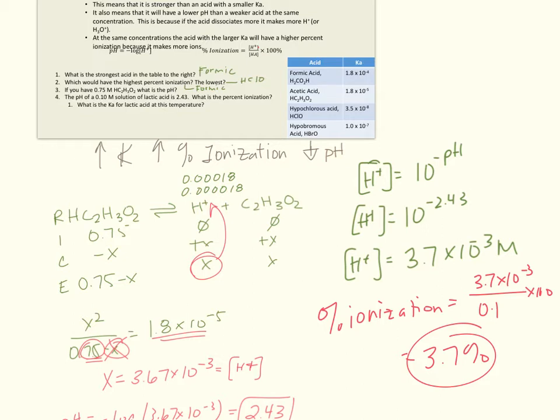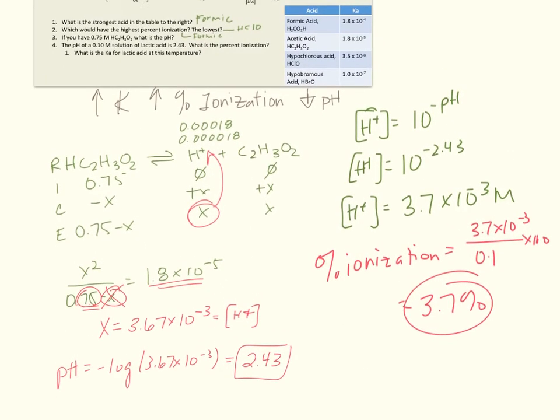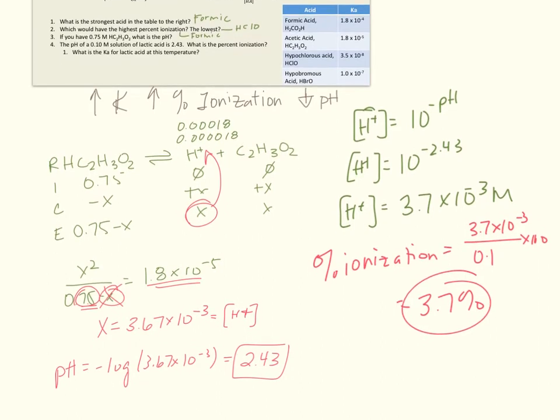All right, and then what is the Ka for lactic acid at this temperature? So for that, I'm going to go ahead and set up a RICE table real quick. Now lactic acid, I don't have the formula for that, so I'm just going to put HA because it doesn't matter. I know that my initial concentration is 0.1.